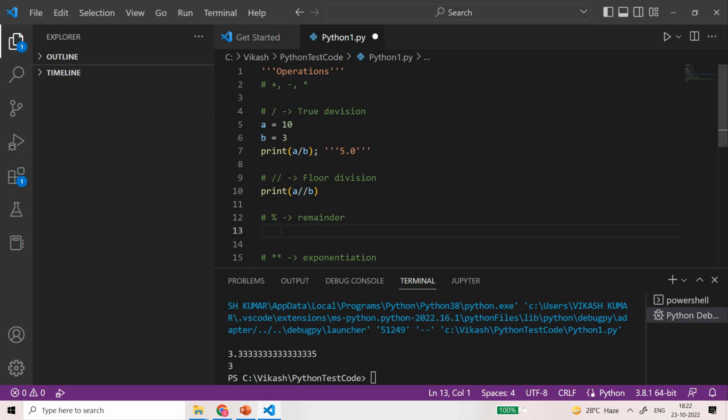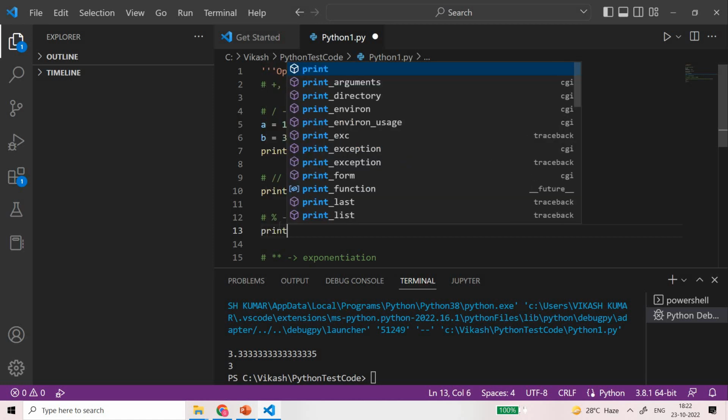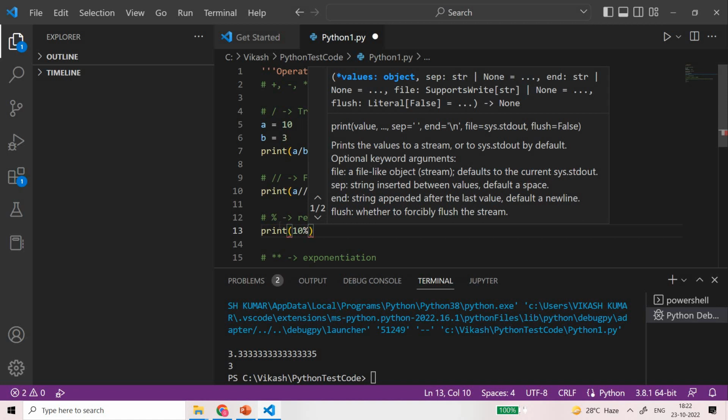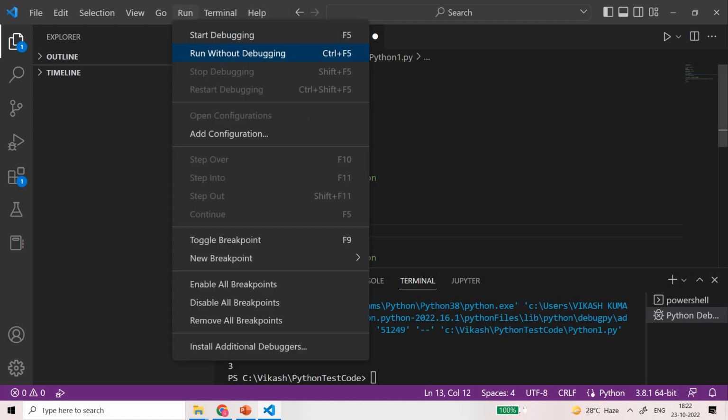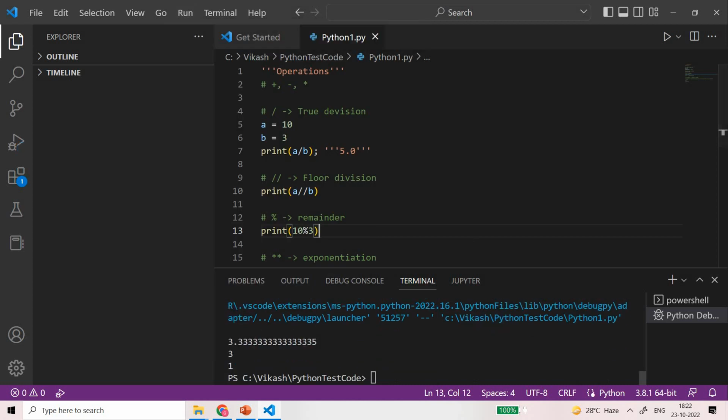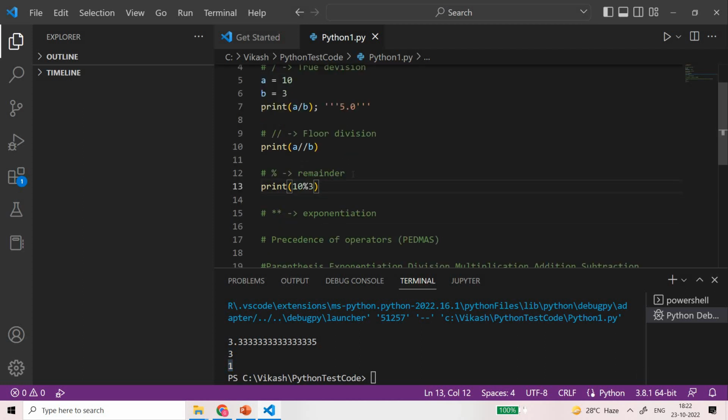Maybe you are aware of other programming languages, in which case you might know that the percent operator is used to give you the remainder when you divide some number by another number. So if I print 10 percent 3, I guess you know what the output will be. It should be 1, because when you divide 10 by 3, the remainder is 1. Let's run it and see. The third output, which we did right now, is 1, which is the remainder when I divide 10 by 3.